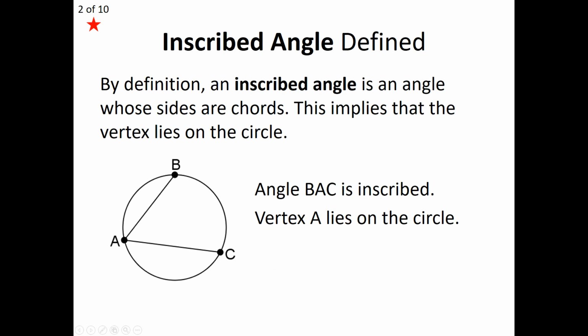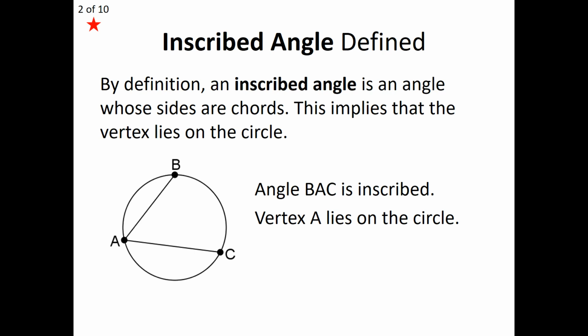So we begin with our definition of what this inscribed angle is. Simply, it's an angle whose sides are chords. If we take a look at the diagram below, we find our inscribed angle, angle BAC. Now, we have the chords AB and AC, both of them sharing point A, which means we form this angle whose vertex lies on the circle. Thus, we have ourselves an inscribed angle.